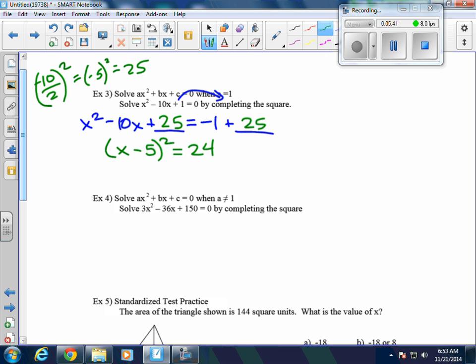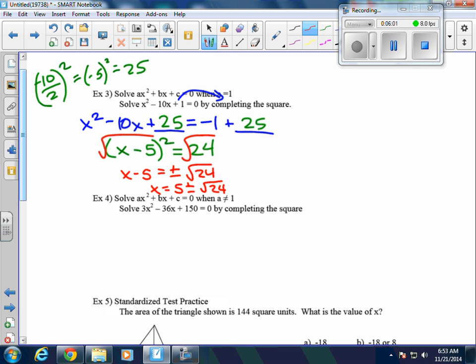And it looks like that. So now again, we are going to do the exact same thing as we did the other day. Take the square root of both sides. We're going to get x minus 5 equals plus or minus square root of 24. We're going to have x equals 5 plus or minus the square root of 24.